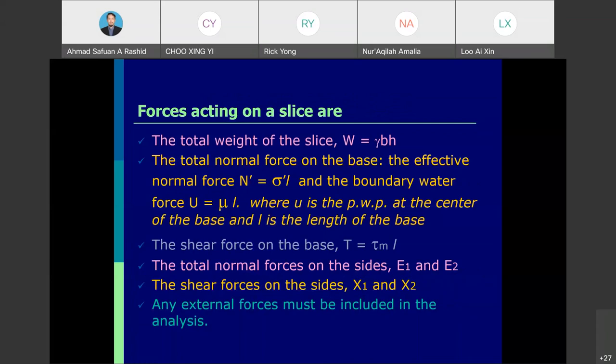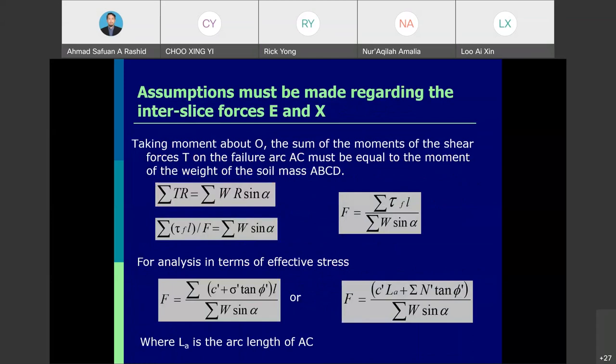The sum of the moment of the shear force T on the failure arc AC must be equal to the moment of the weight of the soil mass ABCD. So this is the derivation for the slice. Then they use the summation sign, meaning that we need to calculate for every slice and then get the total value, for example the driving moment, and get the total value of the resisting moment. From there it represents the factor of safety of the slope.